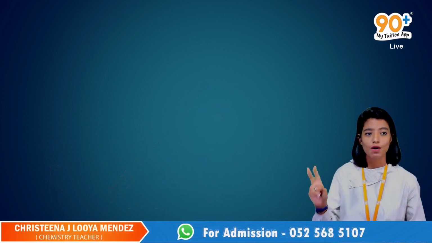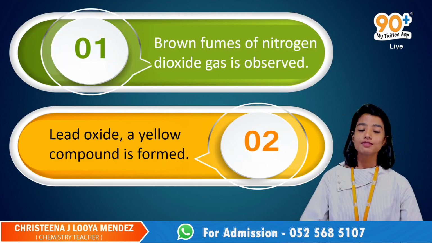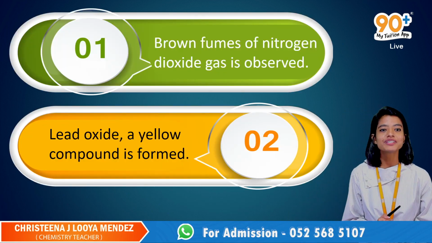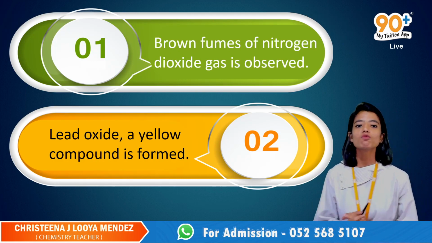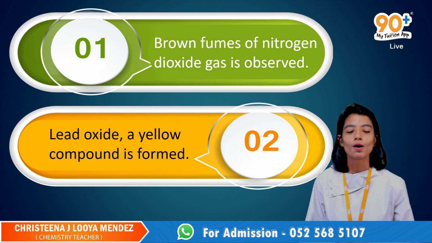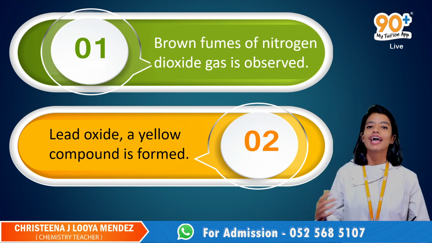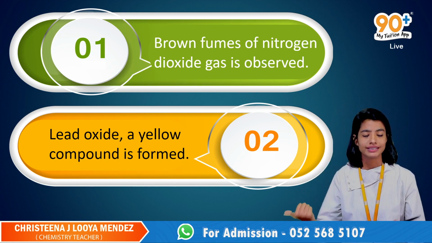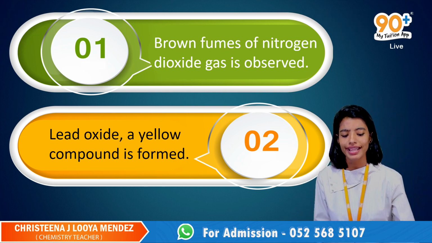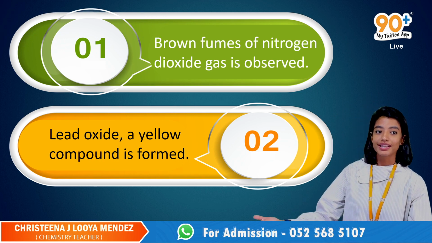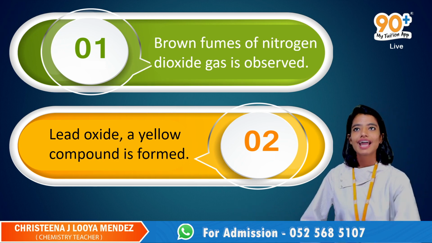Now, the last thing, we have to note the observations, at least 2 of them. Here we go. The first observation, brown fumes of nitrogen dioxide gas are observed. Second one, lead oxide, a yellow compound, is formed. And if you want, you can add the point of the oxygen. When we bring the incense stick, it will give a bright flame. You can add that too, but they have only asked for 2. So either you can go ahead with these 2 or just add 1 more point.